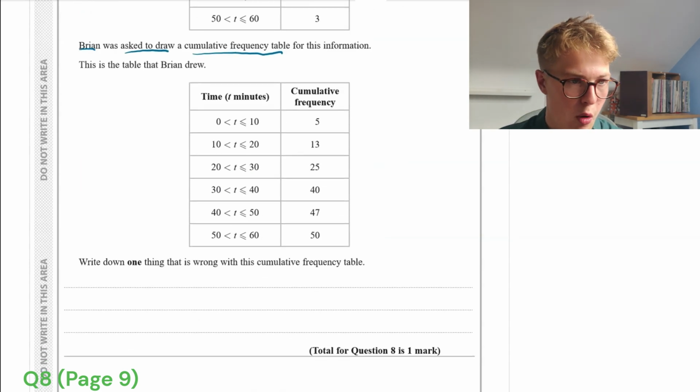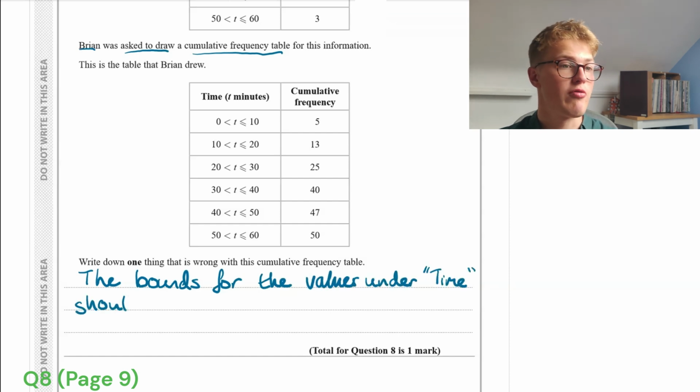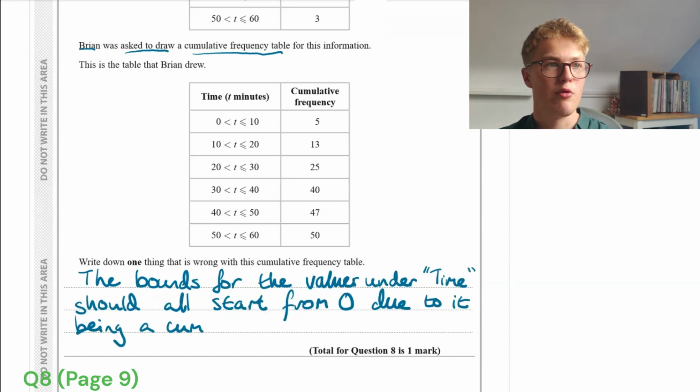Write down one thing that is wrong with this cumulative frequency table. So the bounds for the values under time should all start from 0 due to it being a cumulative frequency table and not a grouped frequency table. So they all should be starting from 0 and they're not, so that is our answer.